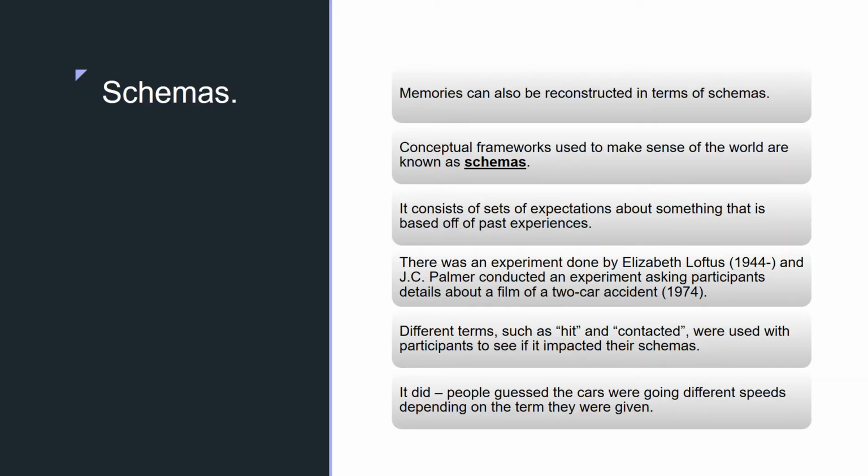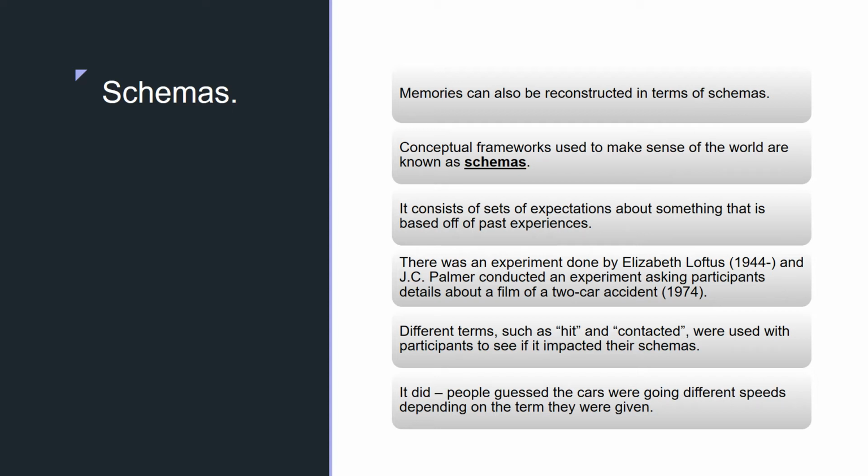Schemas. Memories can also be reconstructed in terms of something called schemas. Conceptual frameworks that are used to make sense of the world are known as schemas. It consists of a set of expectations about something that is based on past experiences. For example, recently we had the holidays, so if I say the word Christmas, you may see a bunch of different things that come to your mind. You may picture Santa Claus, you may picture a tree, you may picture being with family. You may hear some of the songs that are typically associated with Christmas. All those different items make up the schema for Christmas. So it's basically putting things together to make sense of one item.